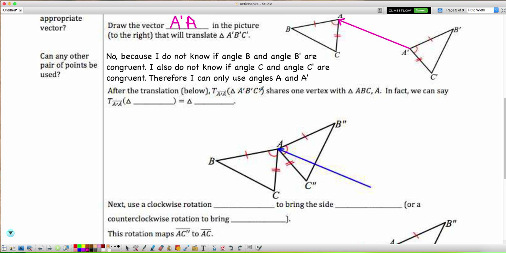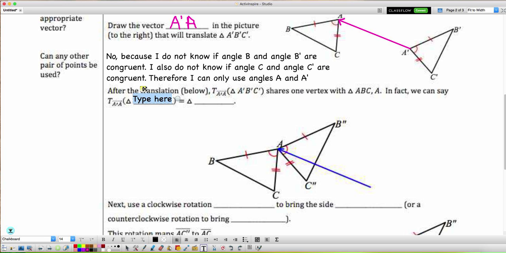So we did the translation to this triangle. Now it shares a vertex A. So now we can really say that the transformation of triangle A prime, B prime, C prime, and I'm going to type this out too because I think that's easier, really became triangle A, B double prime, C double prime.